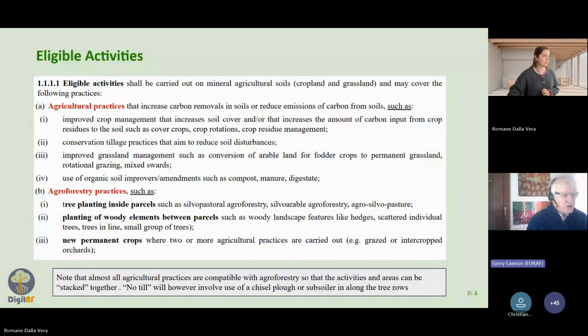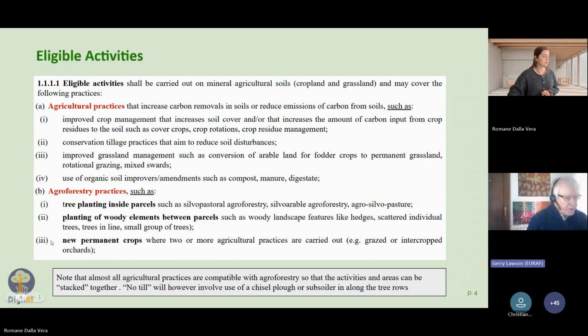So again, in the draft regulation, latest version, you see this wording for agricultural practices, for agroforestry practices. So it's including agroforestry as being tree planting inside parcels. And it mentions silvoarable, silvopastoral, agro-silvopasture, and also the planting of woody elements between those parcels. And then it talks about agroforestry within permanent crop systems.